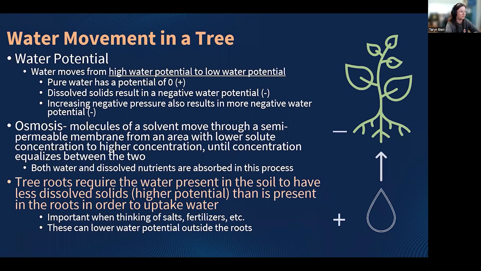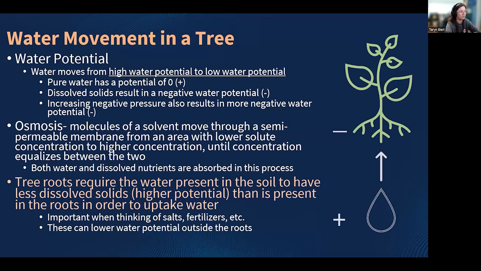The main process that facilitates the absorption of water into the tree roots is a result of differences in solute concentrations within the roots of the tree and the soil and water surrounding the roots. So the difference in solute concentrations between the two causes water to move from the soil into the roots. This is also known as osmosis. Tree roots need the water that is present in the soil to have less dissolved solids or a higher water potential than is present in the roots in order to uptake that water. And in natural settings, this is normally not a problem.